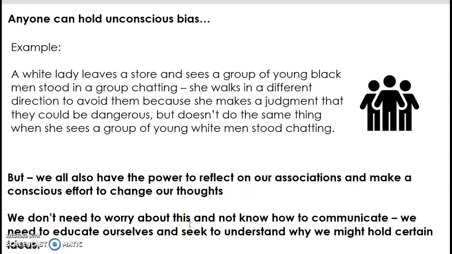You don't need to worry about this. You don't need to spend your time feeling paralysed in communication, as if you can't act or say things. We just need to educate ourselves. The better we understand different racial groups, different cultures, and why we might hold certain ideas due to the media, due to history, due to our own lack of knowledge, the more we can empower ourselves to understand the world better and not make judgments.